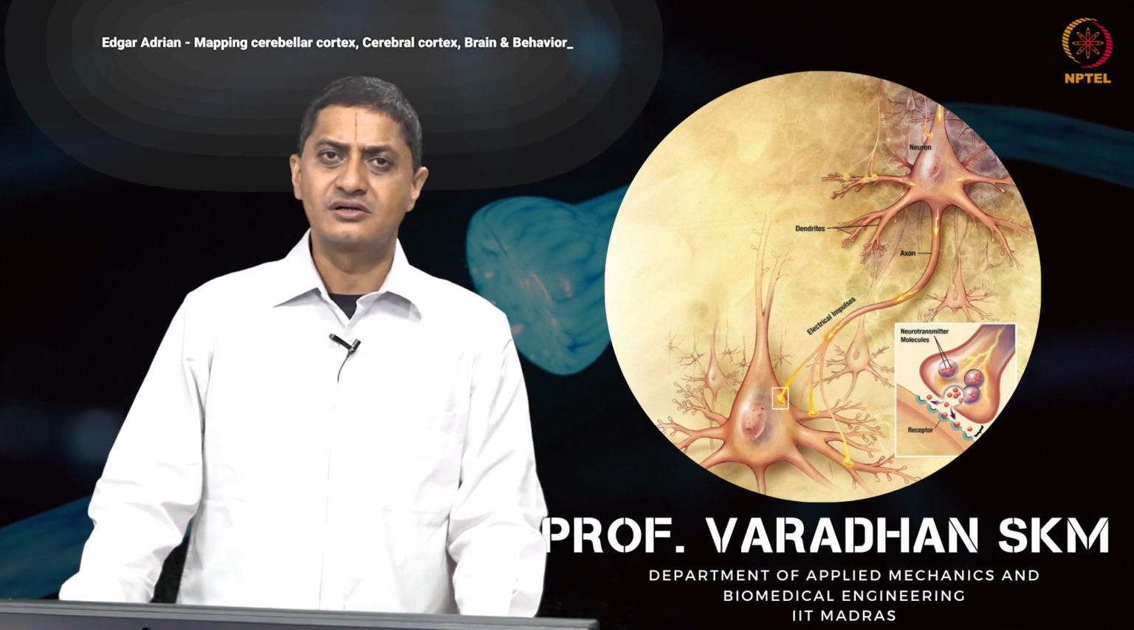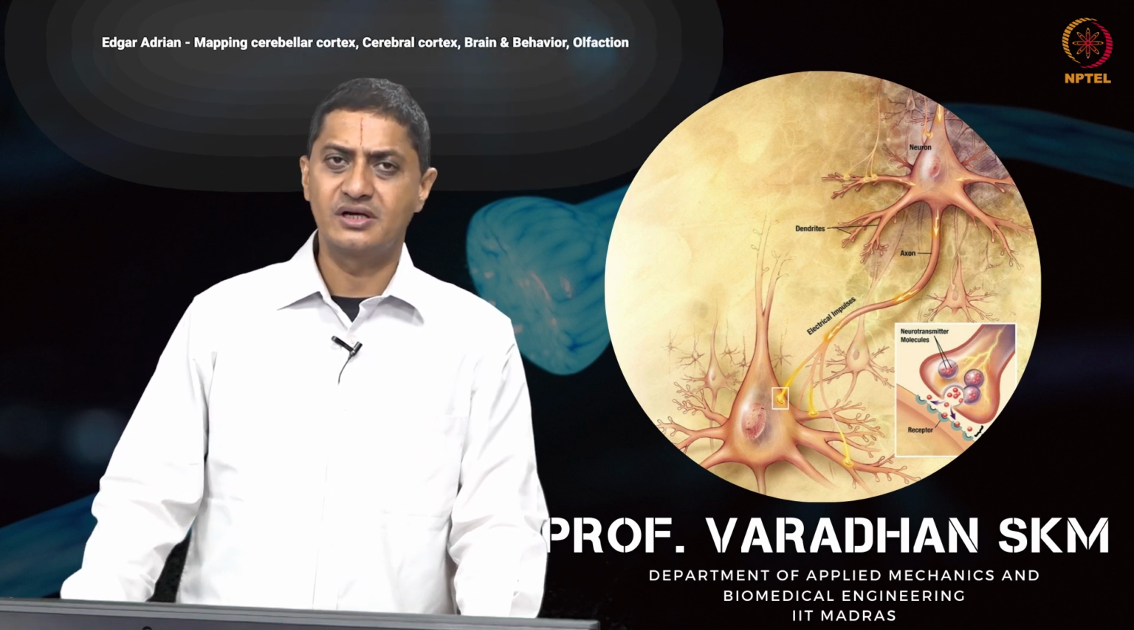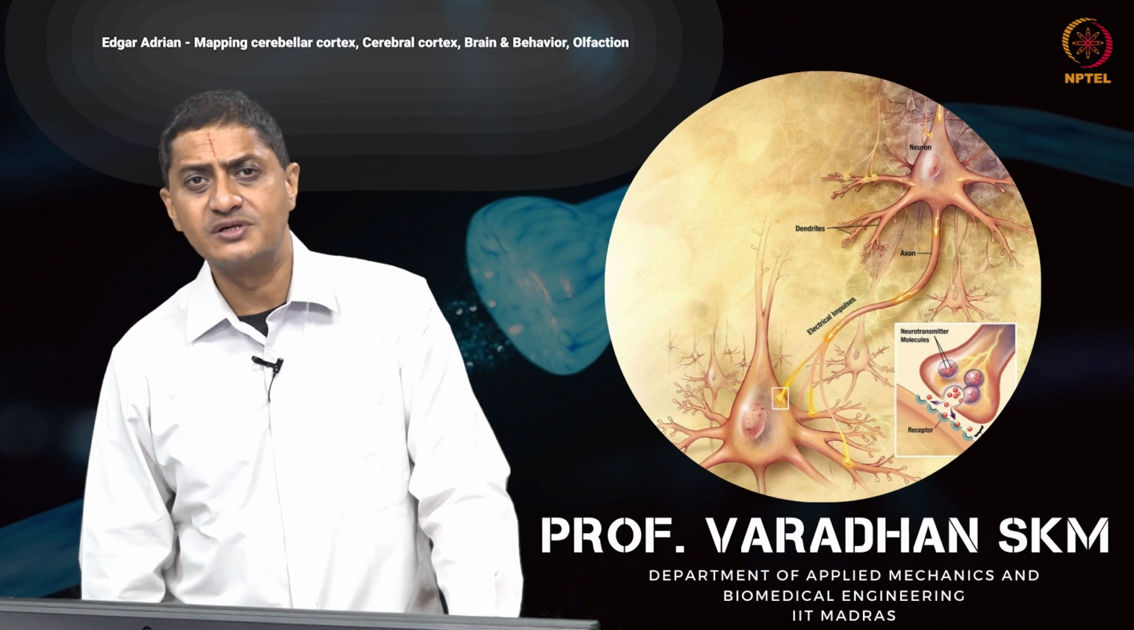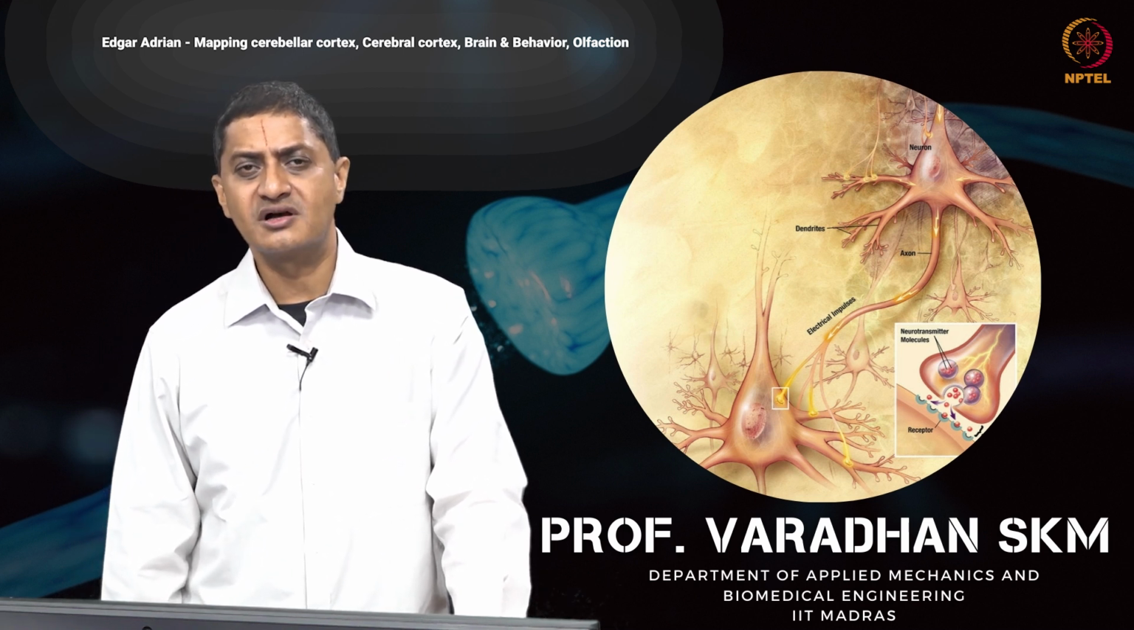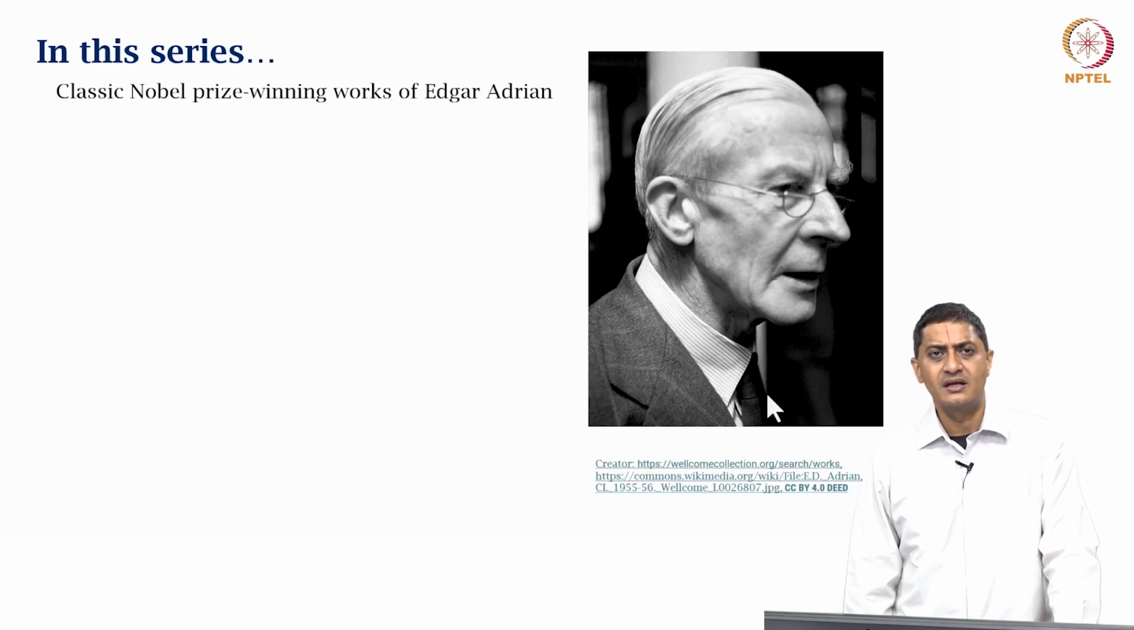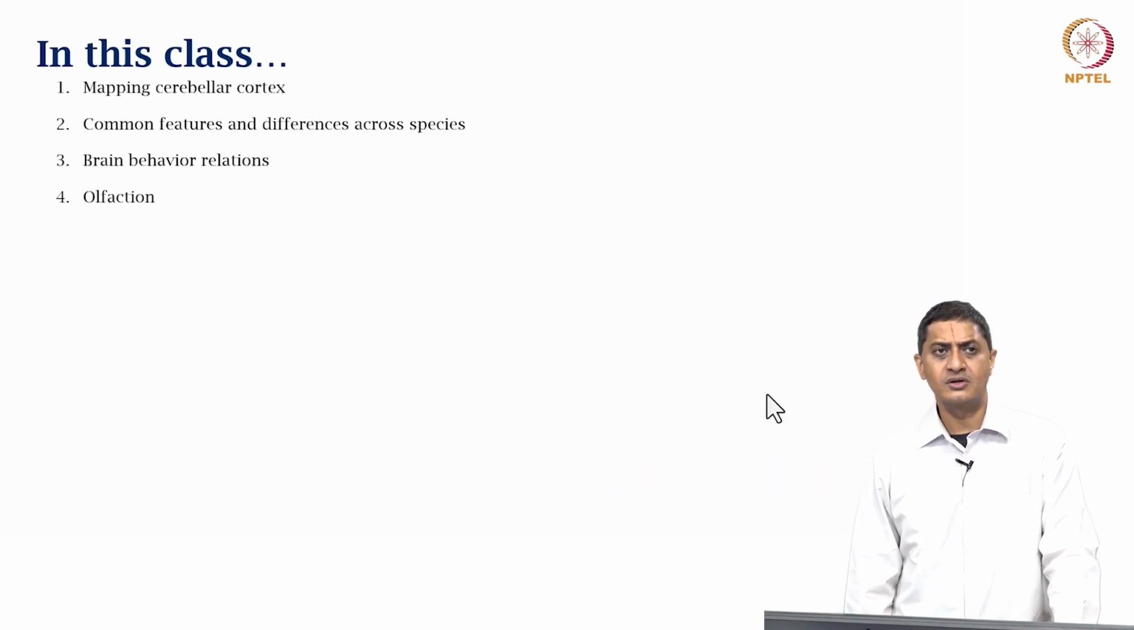Welcome to this course on classics in neuroscience. We have been looking at classic Nobel Prize winning works and we will continue our discussion of classic Nobel Prize winning works of Edgar Adrian. In this video, we will look at how Edgar Adrian's work essentially helped to map the cerebellar cortex, and he studied the common features and differences across species and the relationship between brain and behavior, and his contribution in the studies of olfaction and the olfactory system.